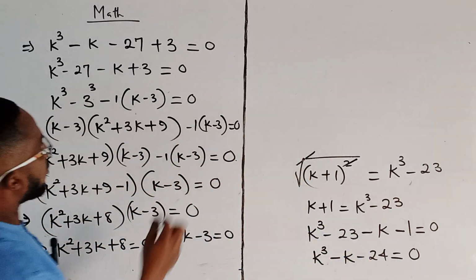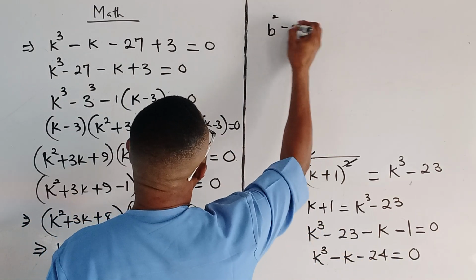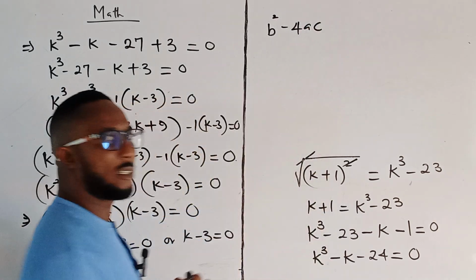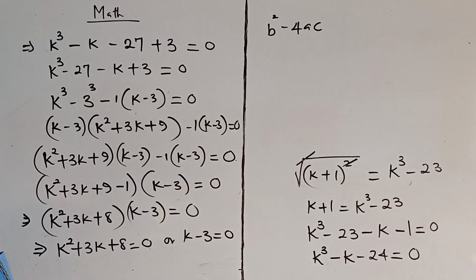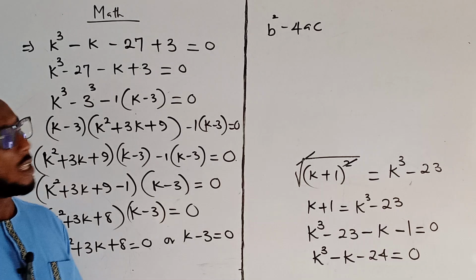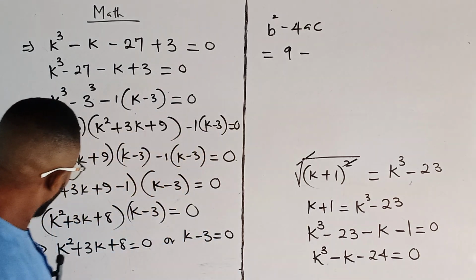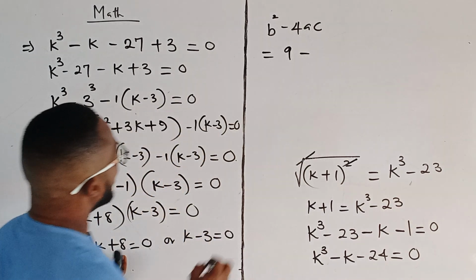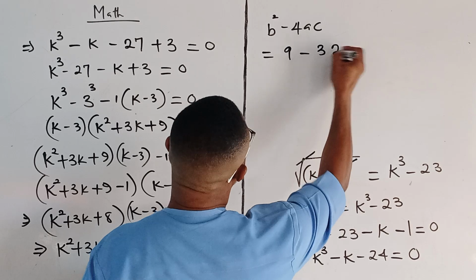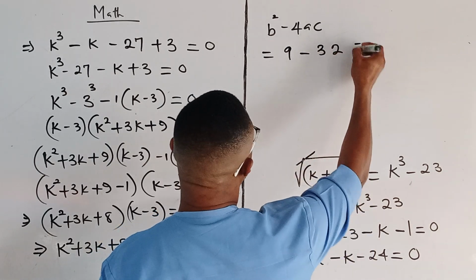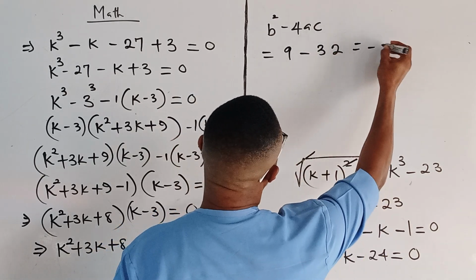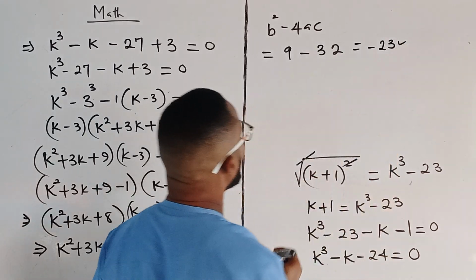Okay, b squared minus 4ac. This is the discriminant of a quadratic equation. Here, a is 1, b is 3, and c is 8. Okay, 3 squared will be what? That will be 9 minus 4 times 1 times 8. That will be 32. This is going to give a negative value. This is going to be negative 23.